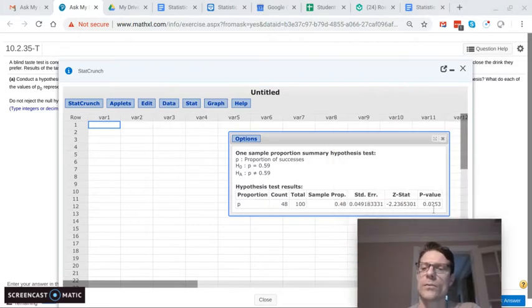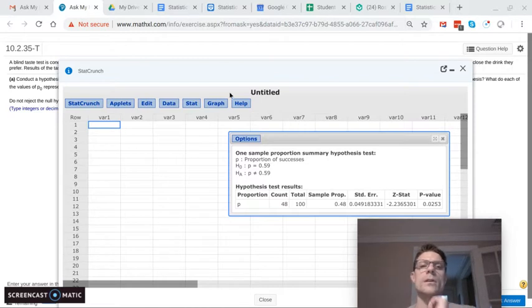So I'm going to hit compute, and we get a p-value of 2%. What that means is that at a 5% level of significance, we're going to reject the null hypothesis. We're going to reject the idea that the real population proportion is 59%.